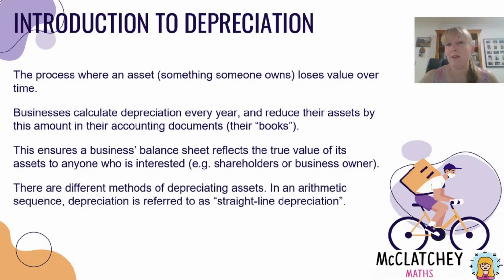Now, there's different methods of depreciating assets, and we're focusing on straight line depreciation, which is what occurs in arithmetic sequences. When we come to our geometric sequences videos, we'll be looking at different depreciation methods, but here we're focused on what's called straight line depreciation. Now, you can imagine if we were to graph it, because it's an arithmetic sequence, it depreciates in a straight line. And we talked about that in our introduction to arithmetic sequences videos, because arithmetic sequences always are graphed and they show a straight line growth or decline. Now, in the case of depreciation, it's always going to be decline because the asset's losing its value.